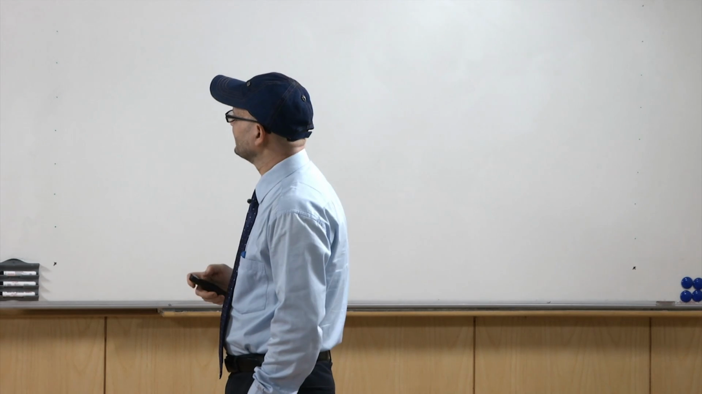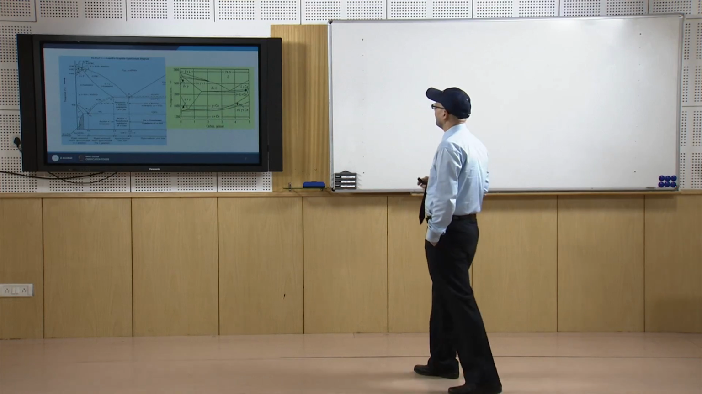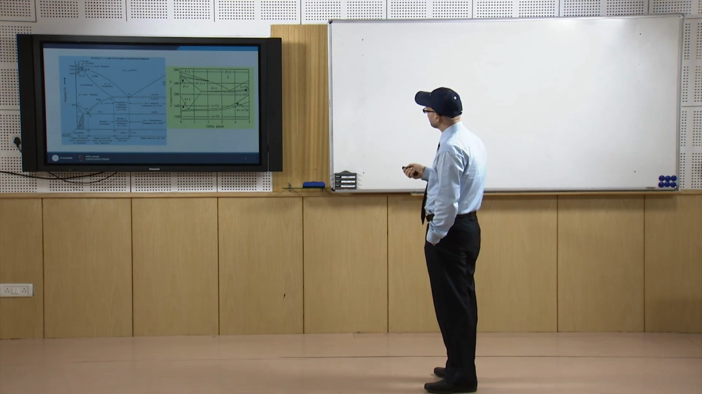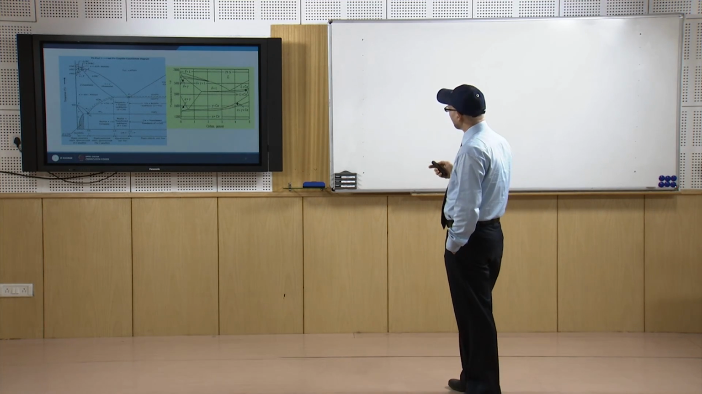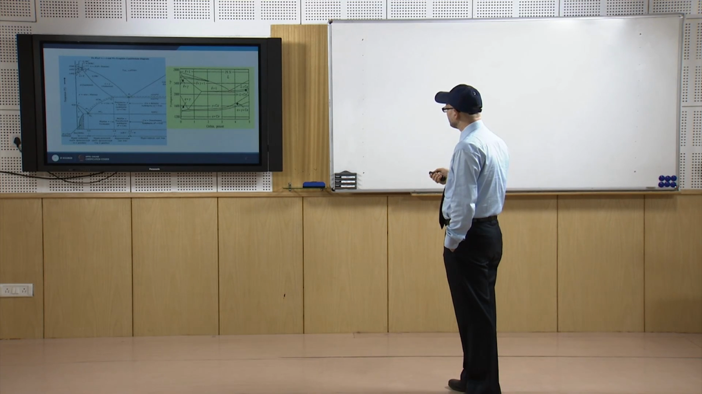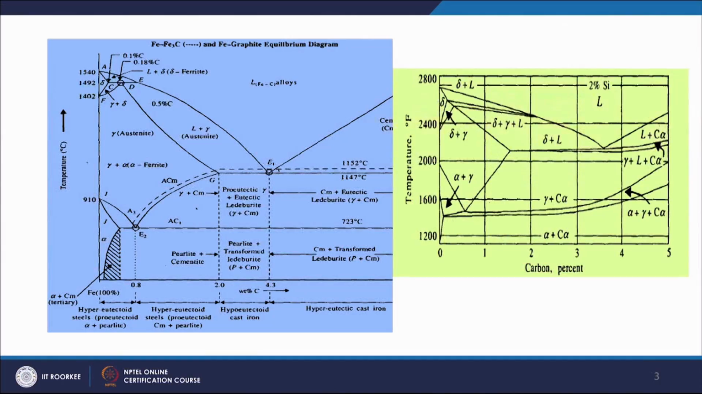Now, what happens in the case of silicon? This is the typical iron carbon equilibrium diagram when there is 2% of silicon. We see that this eutectic point is shifted towards the left. Earlier this was 2%, now you see it has shifted to the left. Similarly, this point also, this was 0.8%, the eutectoid point. This eutectoid point also is shifted a little bit towards the left.